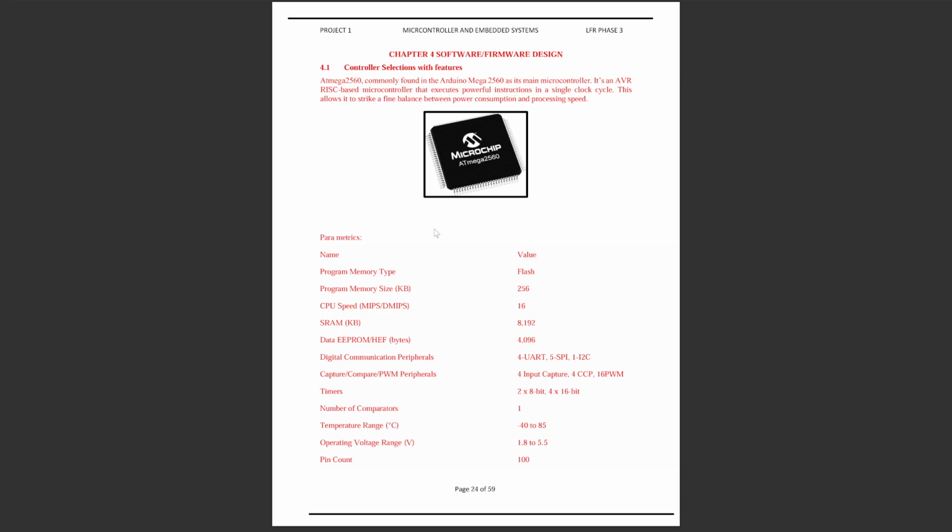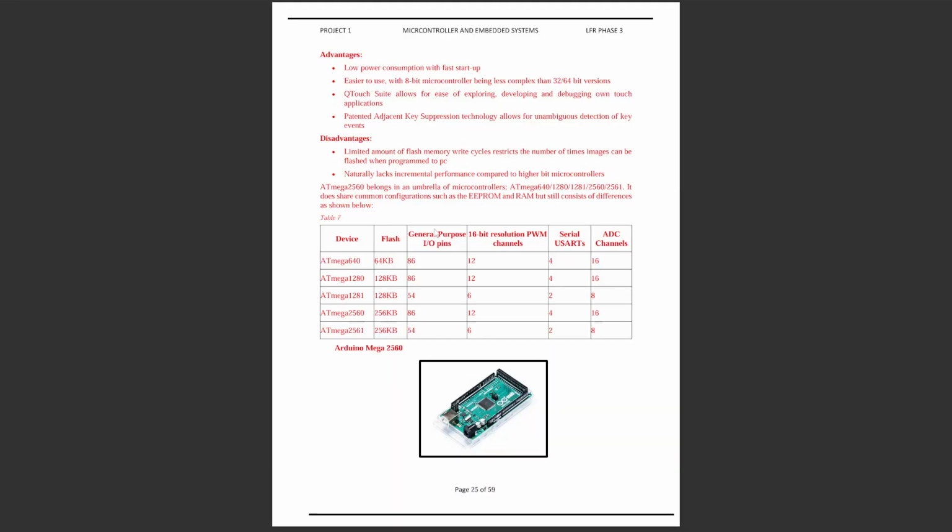Chapter 4 includes the software and firmware design. The controller we used is an ATmega 2560, which is the main microcontroller. We are basically using an AVR based microcontroller. The parameters are given here in the report. The advantages and disadvantages are also given.